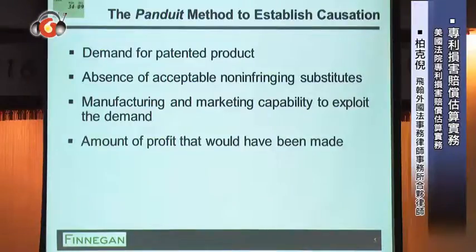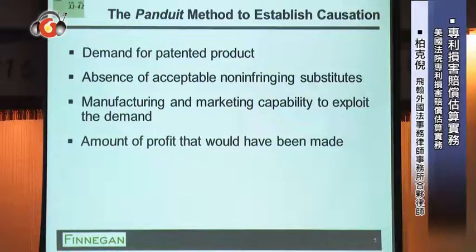And it has a 4-part test. The first part is demand for the patented product. As I'm going to show you, this is almost never really contested in district court litigation, because the fact of the matter is, if you're fighting over the product in litigation, it's because there's demand for it out there in the marketplace. The infringer has been successful selling its product, that's why you're suing them. So the first element is almost always met and almost never contested.